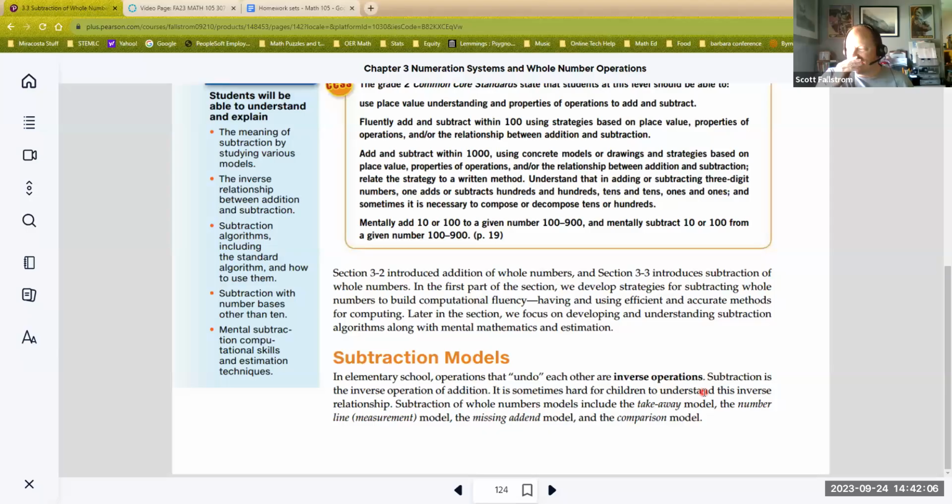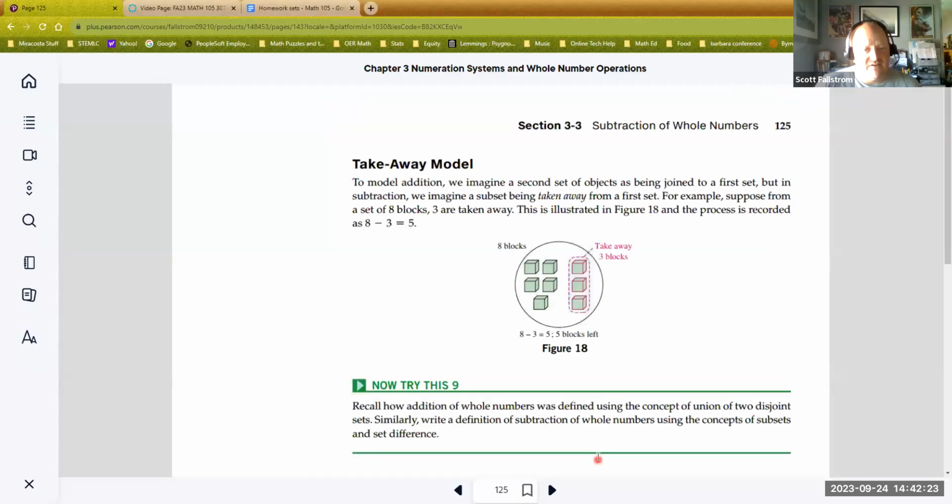So we're going to define this as an inverse operation. And we're going to talk about the models. We're going to have a takeaway model, number line or measurement model, and a missing addend model. Okay, now we also have the comparison model, which is used quite a bit. Let's take a look as we go through some of these. Some of you may be familiar with a few of these models.